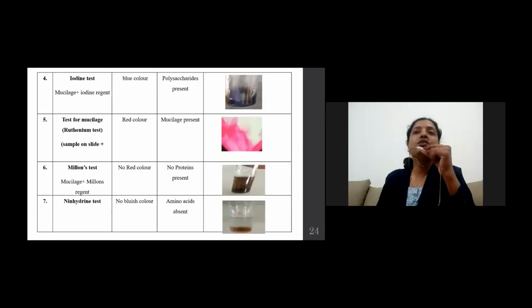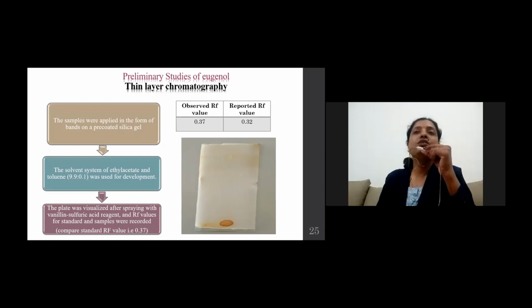Next were the preliminary studies for the eugenol. I had to confirm whether my sample contains eugenol or not. For that, I ran the TLC, and the observed Rf value of the TLC is near the reported value of 0.32.